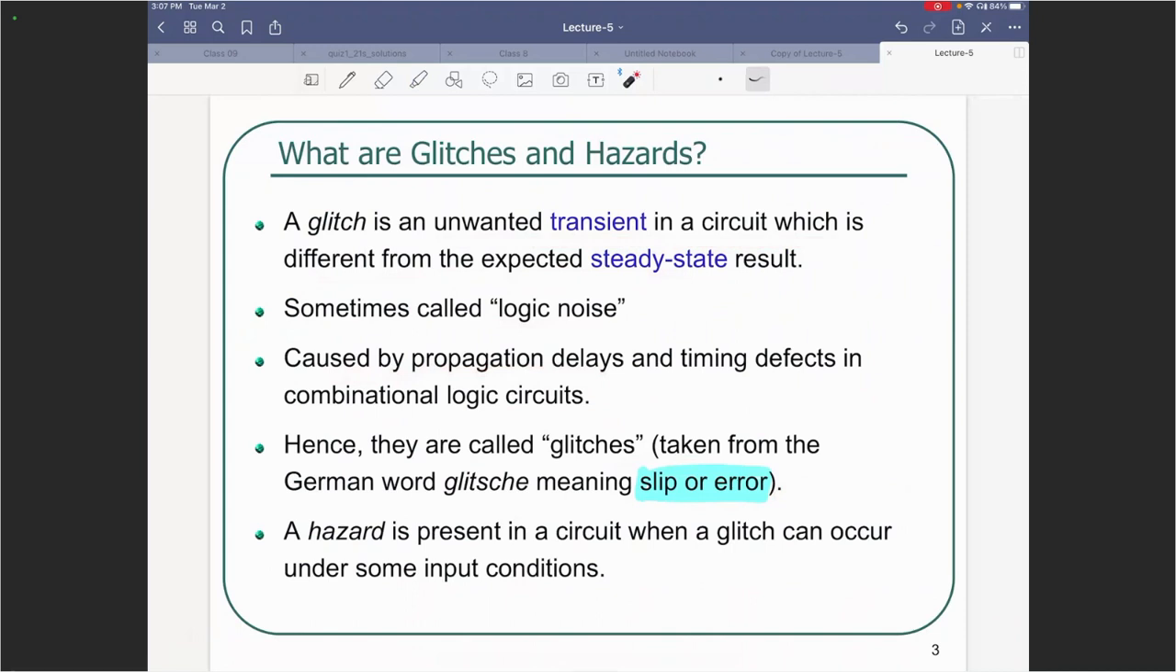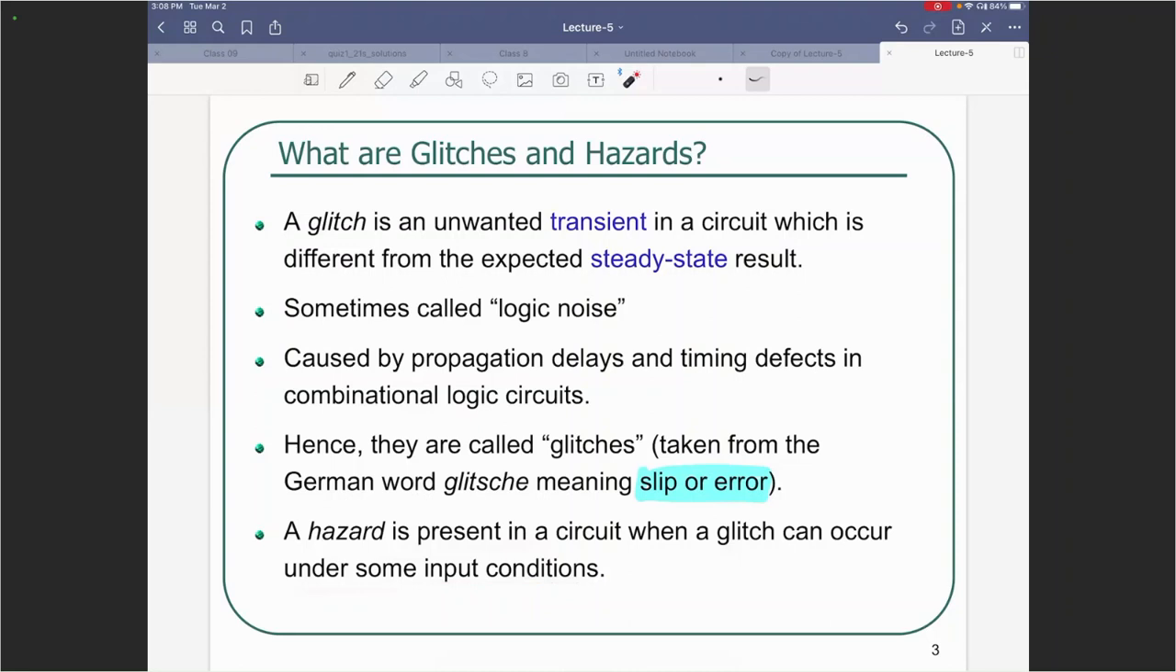One path is longer than the other. That's a problem. So you have got to work hard as a designer to make sure that all the wiring from one stage of a circuit to another stage of the circuit is of equal length so that these timing defects do not cause problems, like unexpected transients. Now, the difference between a glitch and a hazard is that a glitch is a problem, an unwanted result. A hazard is present in a circuit when a glitch can occur under some input conditions. You see that? So a hazard is a possibility, a property of a circuit. So you're talking about hazards as a possible glitch or not.